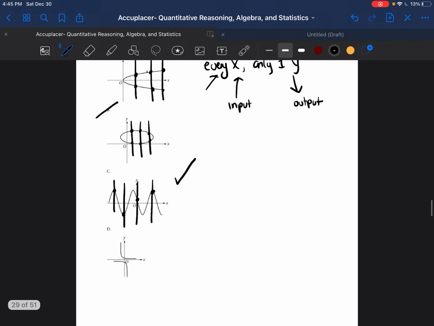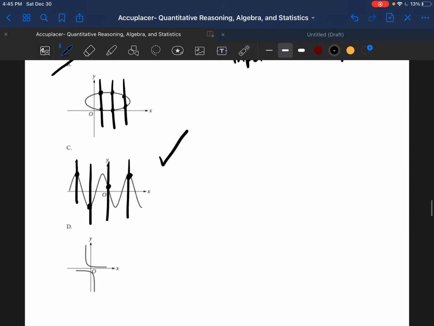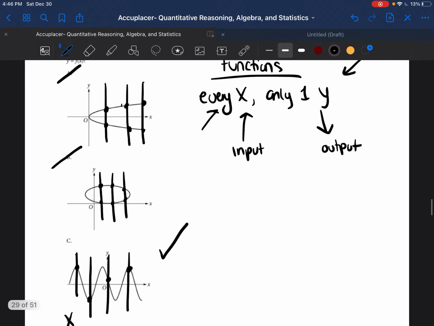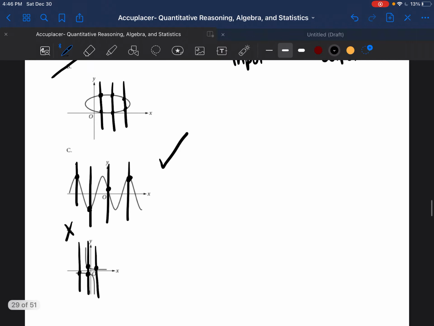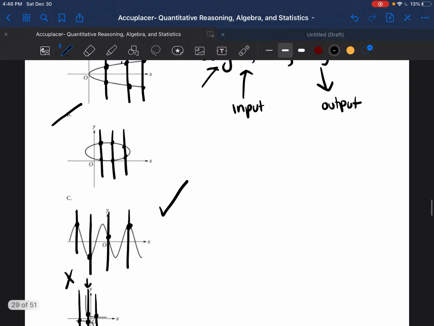But let's go ahead and check this D graph. Okay. So this only has 1 and this only has 1, but here there are 2 points. So it does not satisfy the rule for every input, there's only one output, because in this vertical line, there are actually 2 outputs. So the only possible answer could be C.